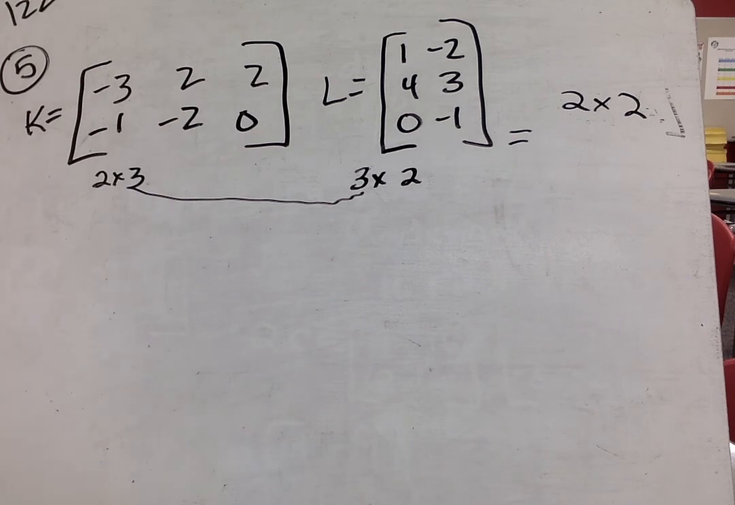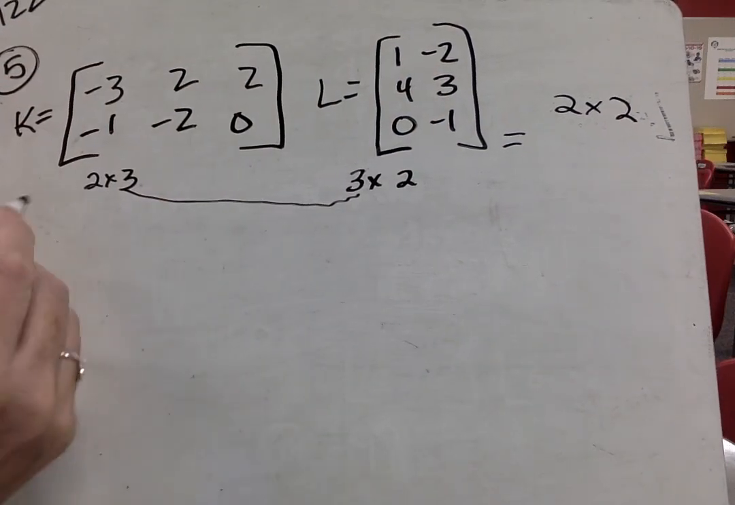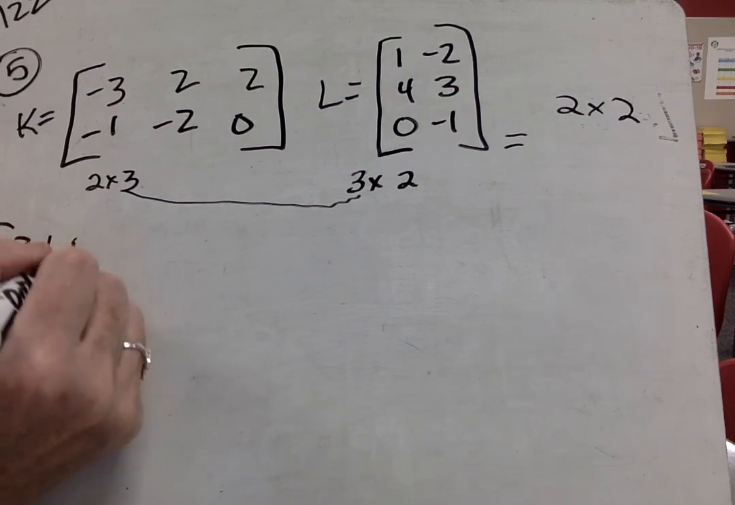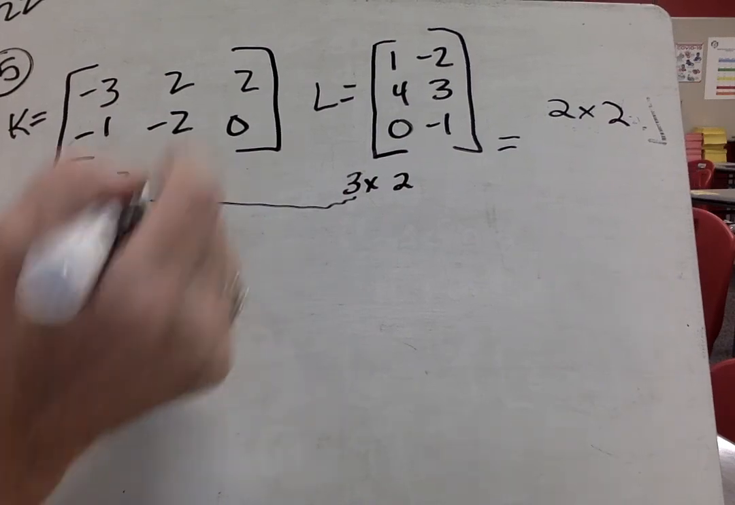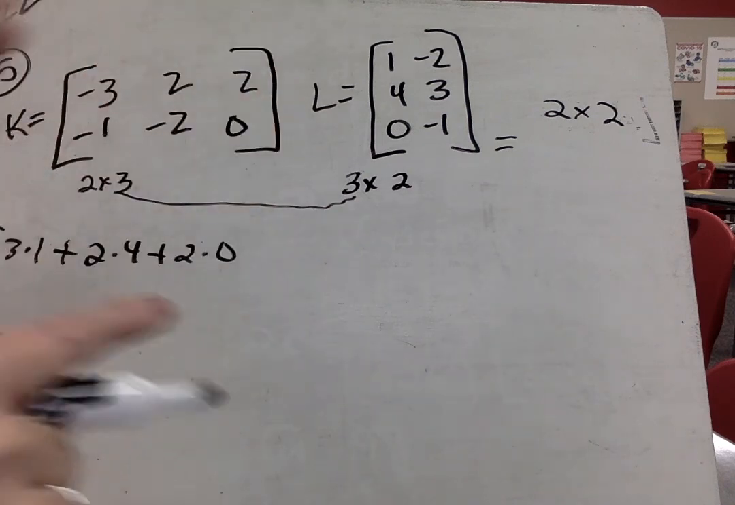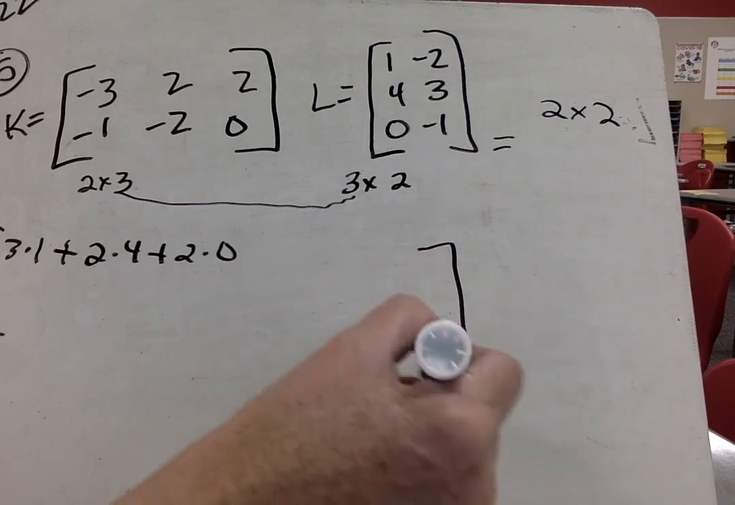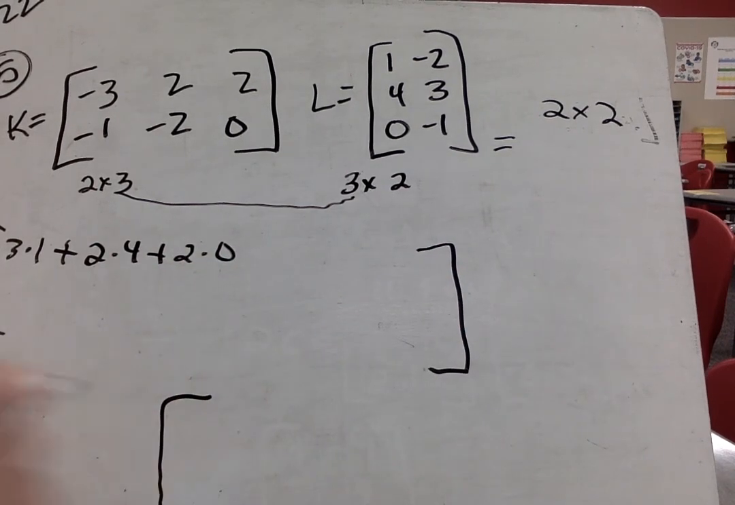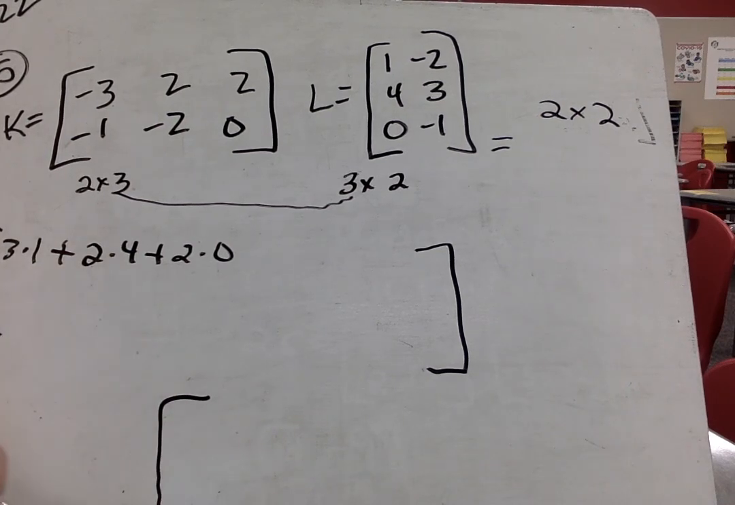Okay? So when multiplying these out, we go -3 times 1, our first one, -3 times 1 plus 2 times 4 plus 2 times 0. So this goes across and this goes down with your multiplication. So we can put our final one down here. -3 times 1 is -3. I'll put it maybe over here. Can you see over there?